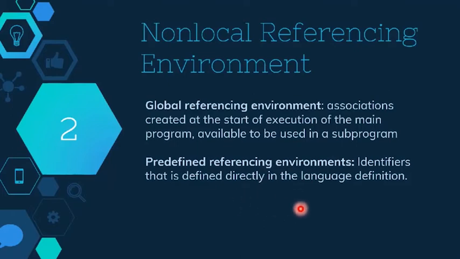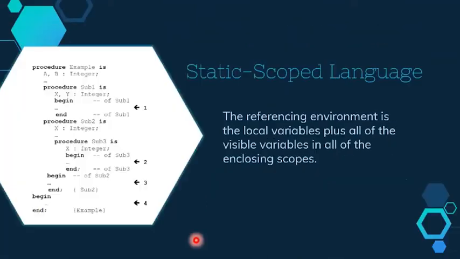And there are other predefined variables in each of every language. If they are grouped together, they are predefined referencing environments. When we group together the local and the non-local referencing environment, we would form just the referencing environment. So let us look at the referencing environments for static scope language.